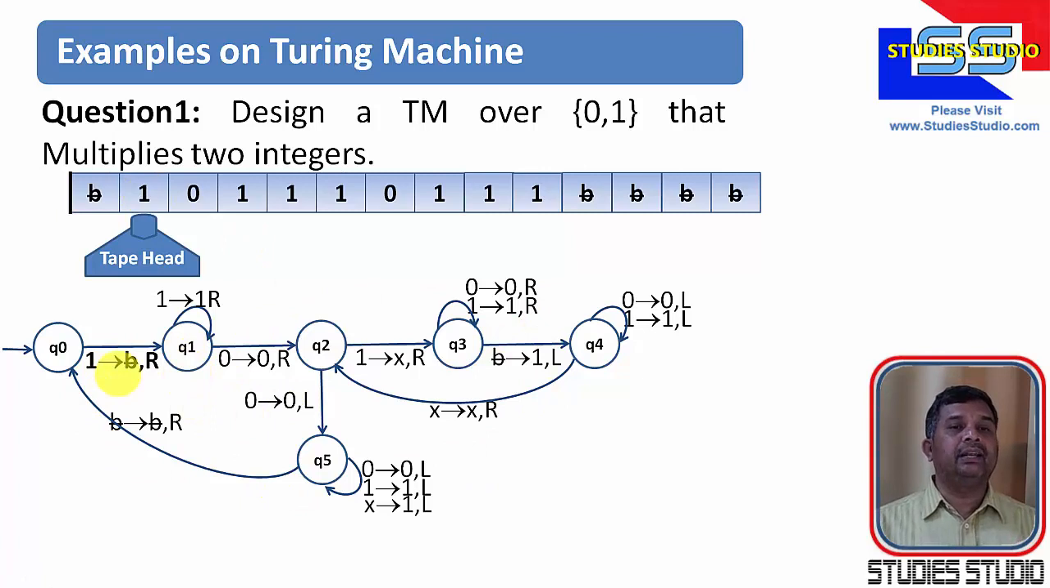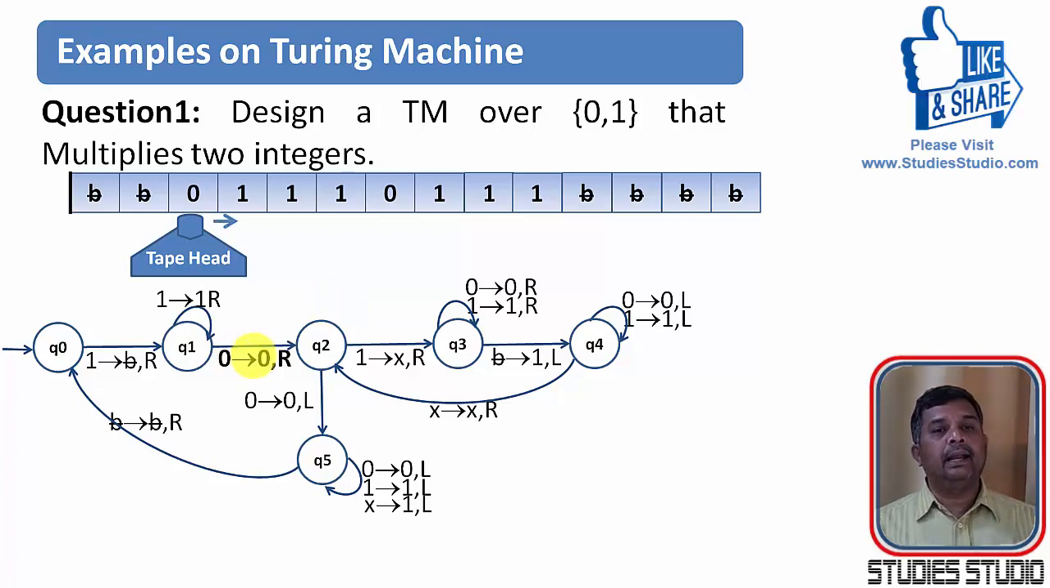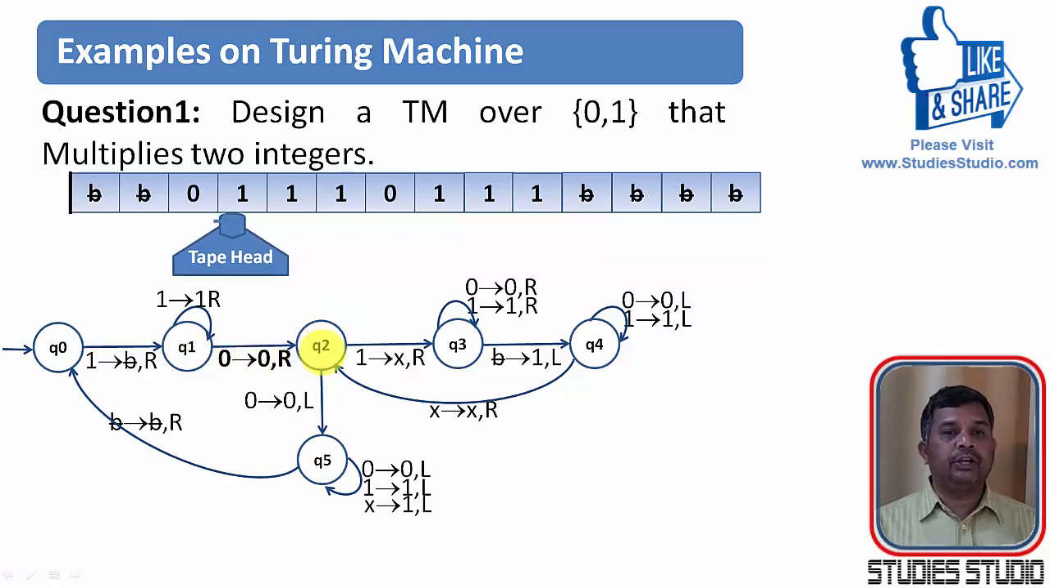So let us do it a little faster. So the first symbol is blank. I wrote blank, then move right. I am at state Q1. As many ones I will be getting, I will be repeating, but in this case I got a 0. I wrote 0 onto it and move right. I am at state Q2.